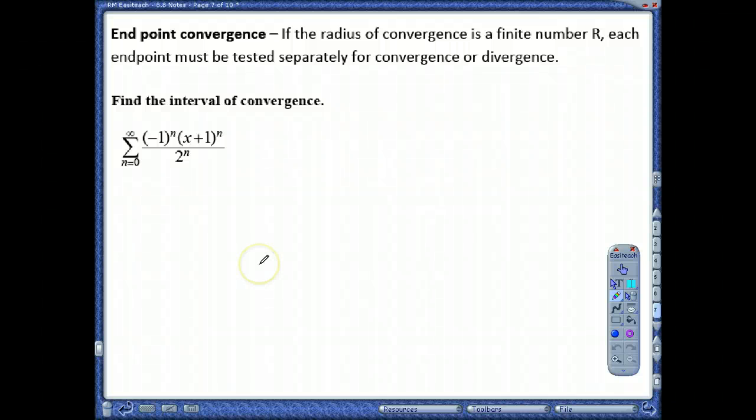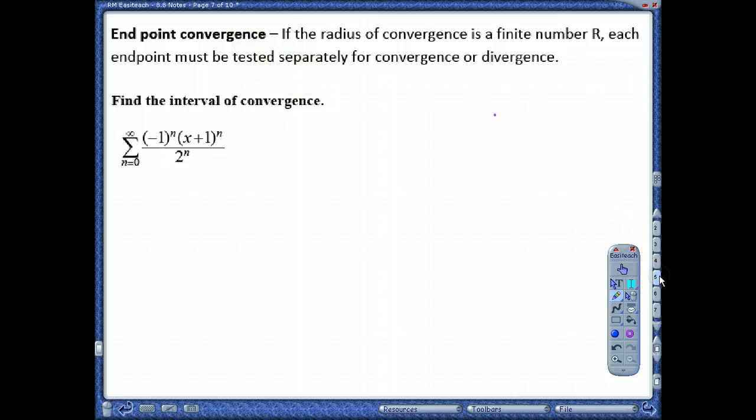Welcome to video 2 for our 8.8, and this is where it gets a little bit more fun. When you are asked to find an interval of convergence, not only do you have to find that radius, which is what we did in video 1, basically to see how far out from that center we go, but we also have to talk about the endpoint of convergence.